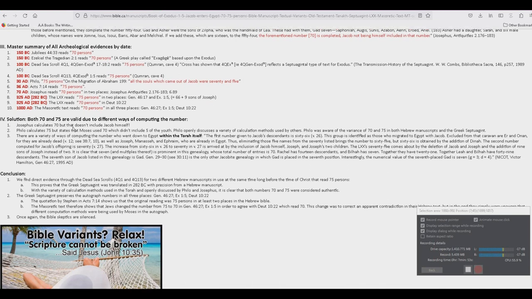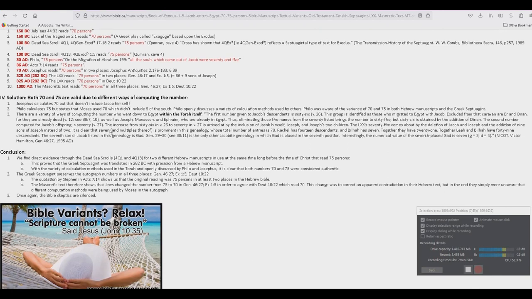So the solution: both 70 and 75 are valid due to different ways of computing the number. Josephus calculates 70, but that doesn't include Jacob. Philo calculates 75, but states that Moses used 70, which didn't include five of the youth, the five of the daughters or something. There's no daughters listed in the list except for Dinah, the daughter of Jacob. But it also says that Jacob brought his sons' daughters, but it doesn't name any of the sons' daughters. So that might be the five, okay?